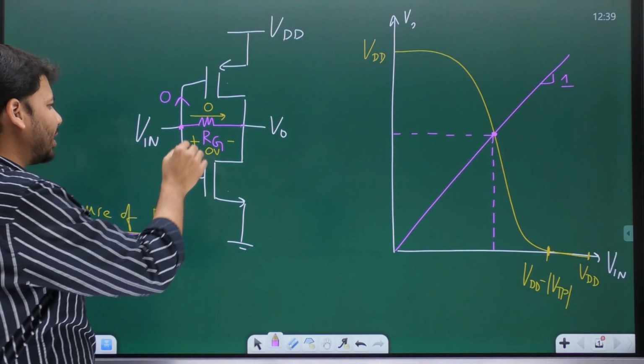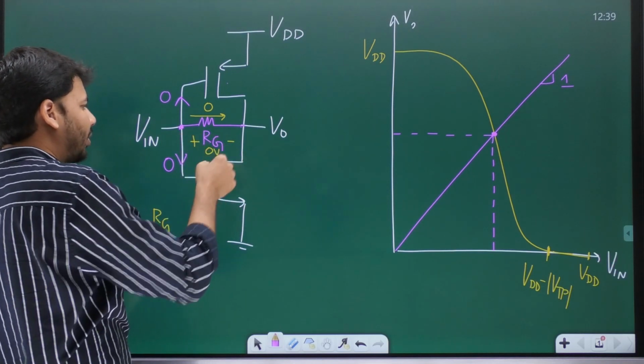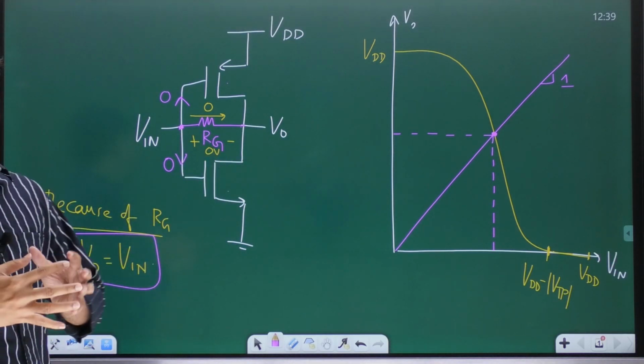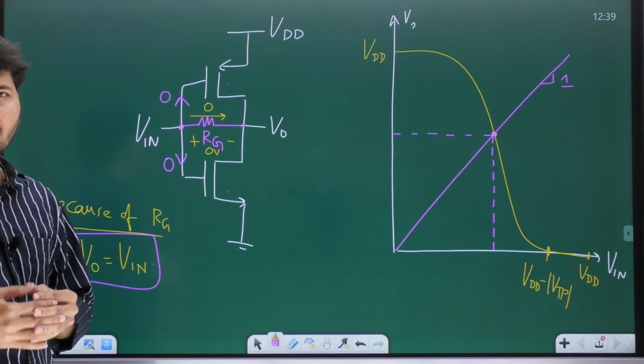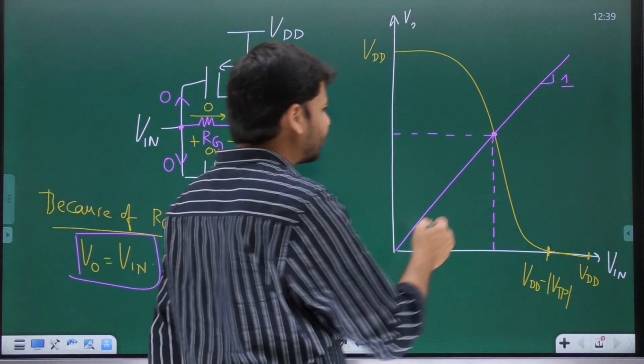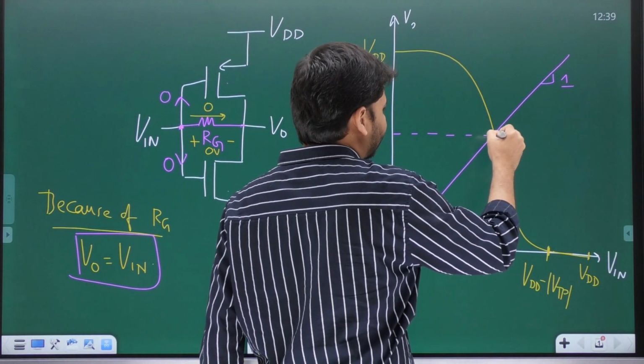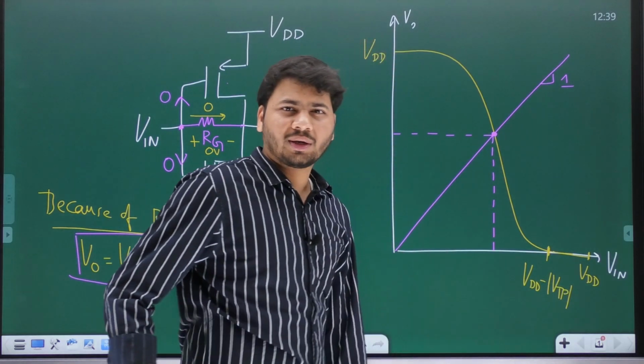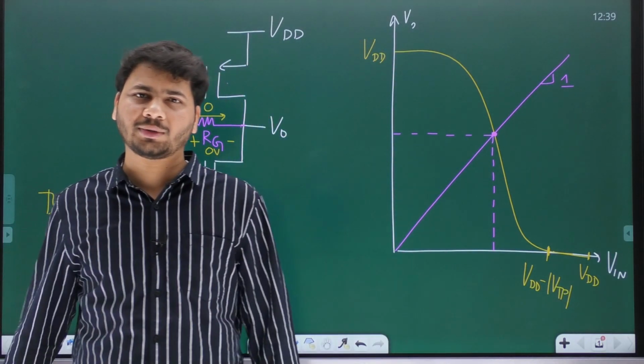And why is that? Because the current through RG is what? 0. So the voltage drop across RG is also going to be 0. I hope it is clear, okay? So look at this operating point. In which segment does it lie on the voltage transfer characteristic?